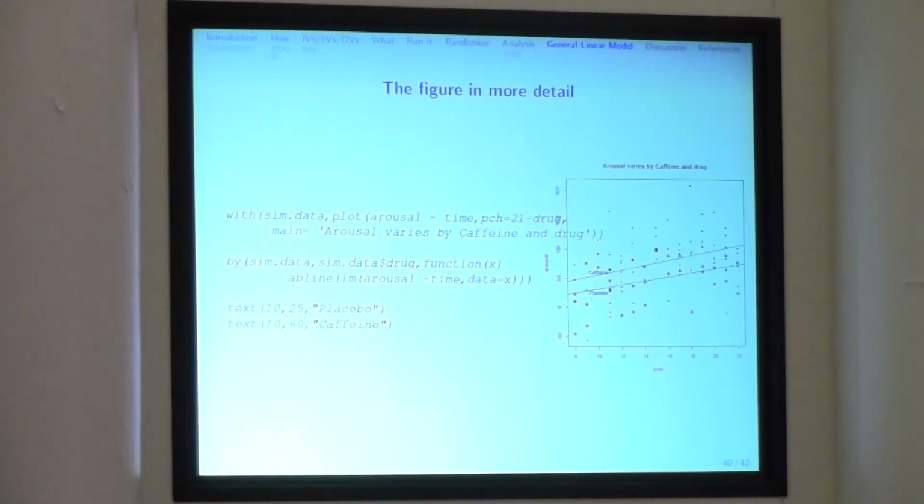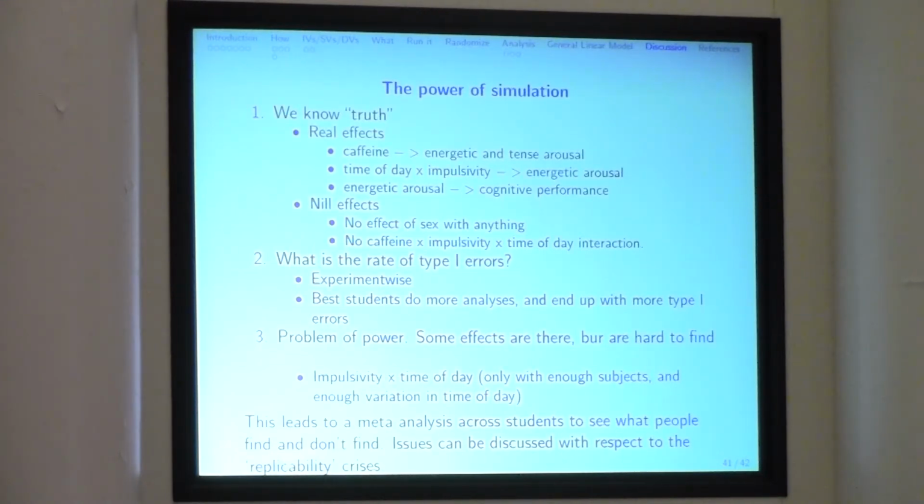Why do I like simulation so much? We know truth. It's the only time we ever know truth. I know exactly what's there. I know that caffeine affects energetic arousal. I know the time of day and impulsivity have an interactive effect on energetic arousal. I know that because I put it in the model. I know that energetic arousal makes you perform better, not curvilinearly, just monotonically. I know that sex has no effect on anything, and that there's no caffeine by impulsivity by time of day interaction, even though I've been talking about it for several weeks ahead of time.